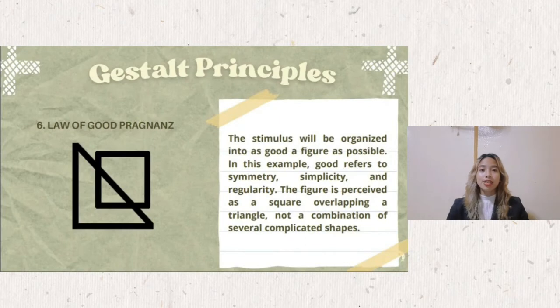And lastly, the sixth Gestalt principle, which is the law of good Prägnanz. So the stimulus will be organized into as good a figure as possible. In this example, good refers to symmetry, simplicity, and regularity. The figure is perceived as a square overlapping a triangle, not a combination of several complicated shapes.